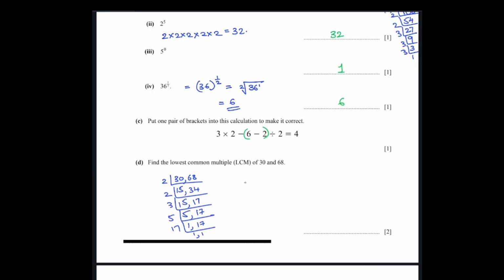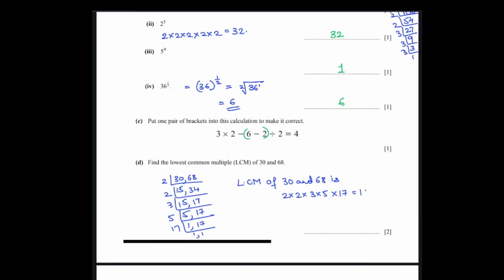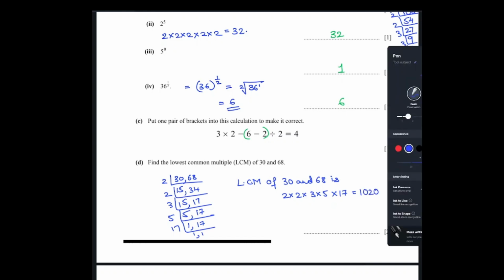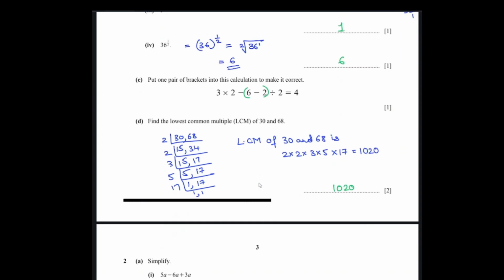So the LCM of 30 and 68 is 2 into 2 into 3 into 5 into 17. Do that in the calculator. 2 into 2 into 3 into 5 into 17 is 1020. This is the answer. LCM is done. Question D is done.